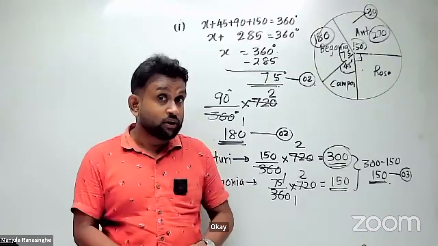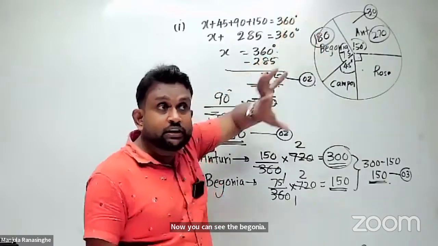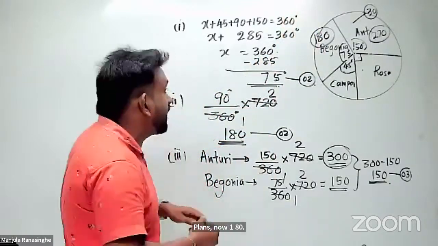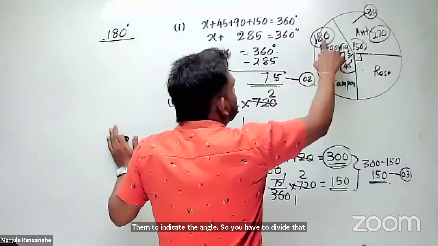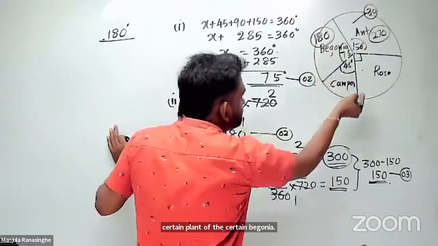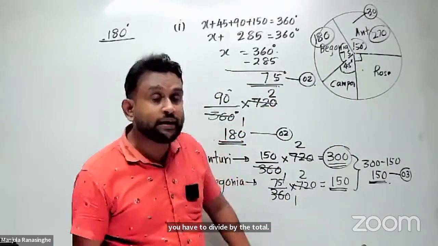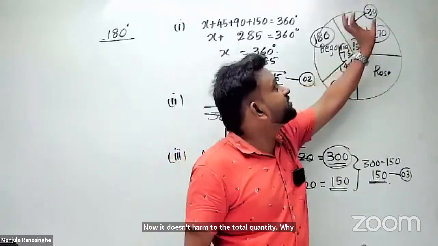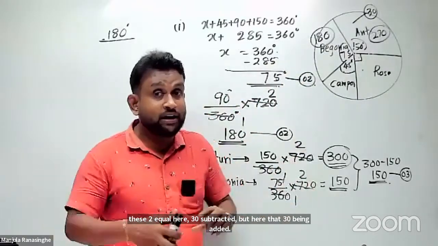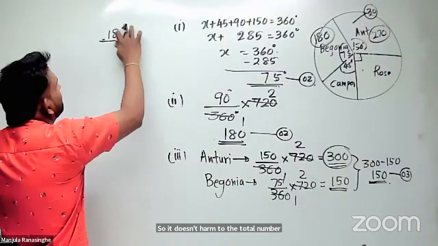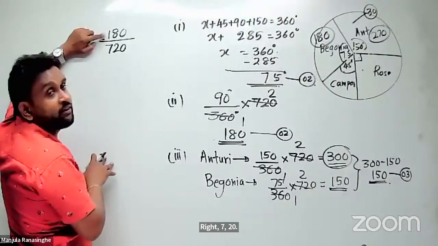Okay, then they are asking what is the angle at the center denoting the begonia flower plants. Now you can see the begonia plants now 180. To indicate the angle, you have to divide the begonia 180 by the total plants. Now it doesn't harm the total quantity. Why? Here 30 subtracted, but here that 30 being added. So it doesn't harm the total number of plants. So the total always, 720. From 720 total, now begonia 180.